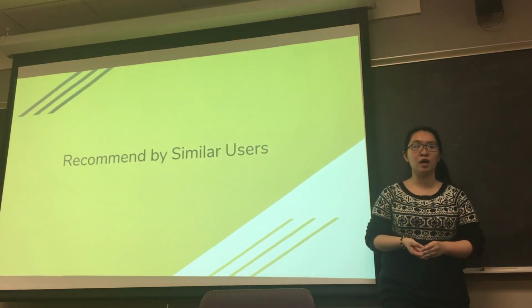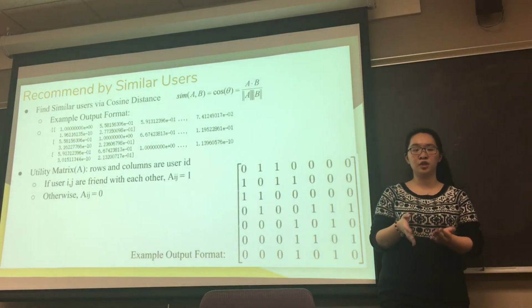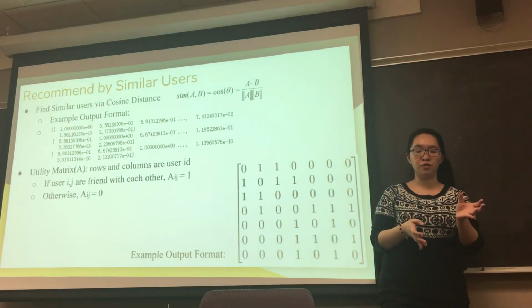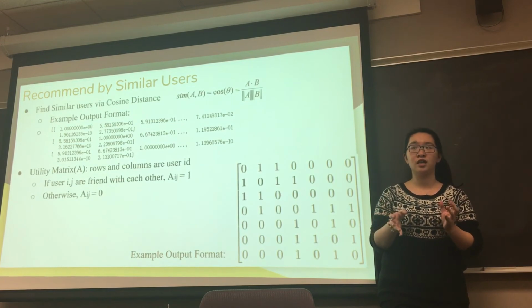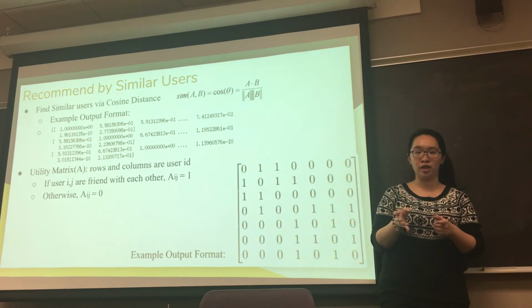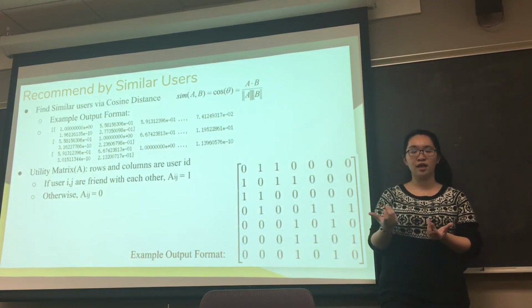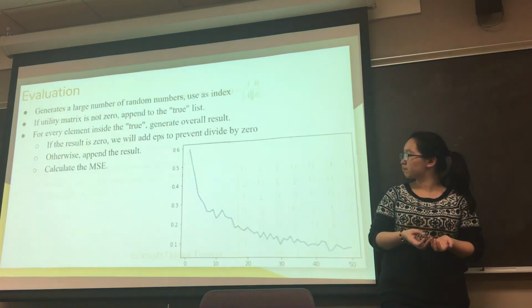The last algorithm that we have used is recommend by the similar users. For that, we first create a utility matrix, which is number of users times the number of users. If those two users are friends with each other, then we put a 1 there. Otherwise, we put a 0. To recommend similar users, we use the cosine distance. If those two users have more friends in common, which means they are more similar with each other, they have a higher number, which is close to 1. If they are not similar with each other, it will have a number which is close to 0.